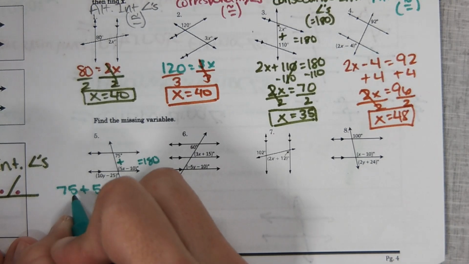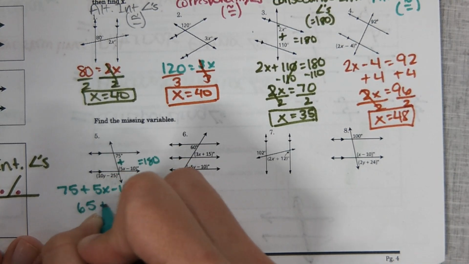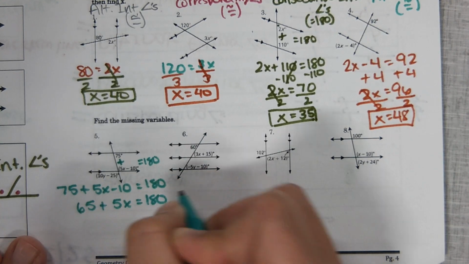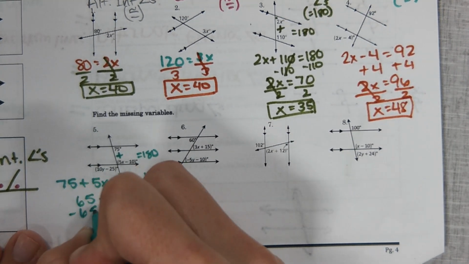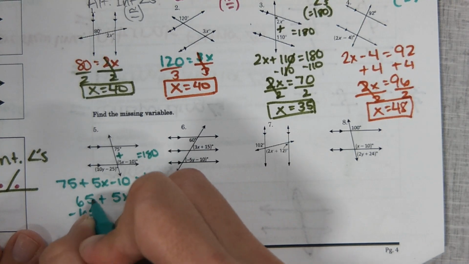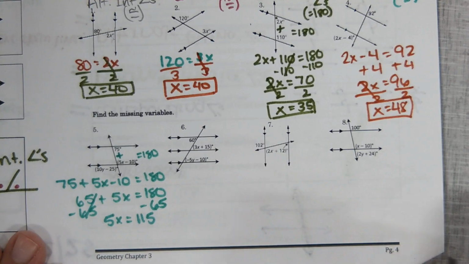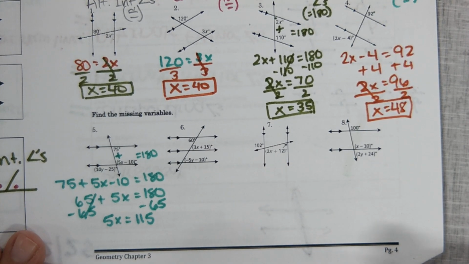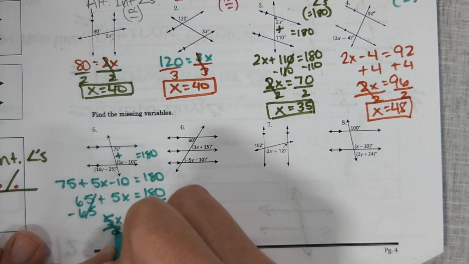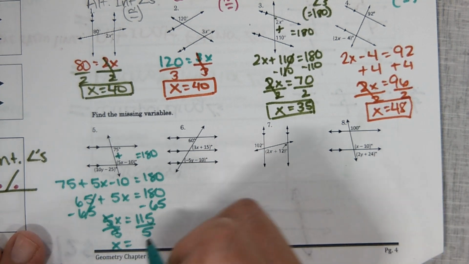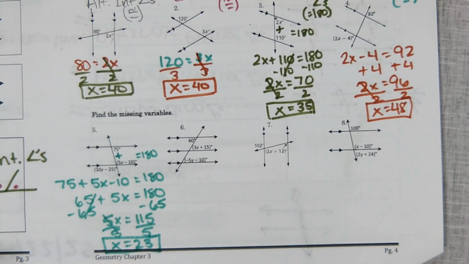Okay, so combining like terms, 75 minus 10 is 65, plus 5x equals 180. Subtract 65 from both sides: 5x equals 115. Divide by 5, x equals 23. Okay, so we got x. Half of it, right?